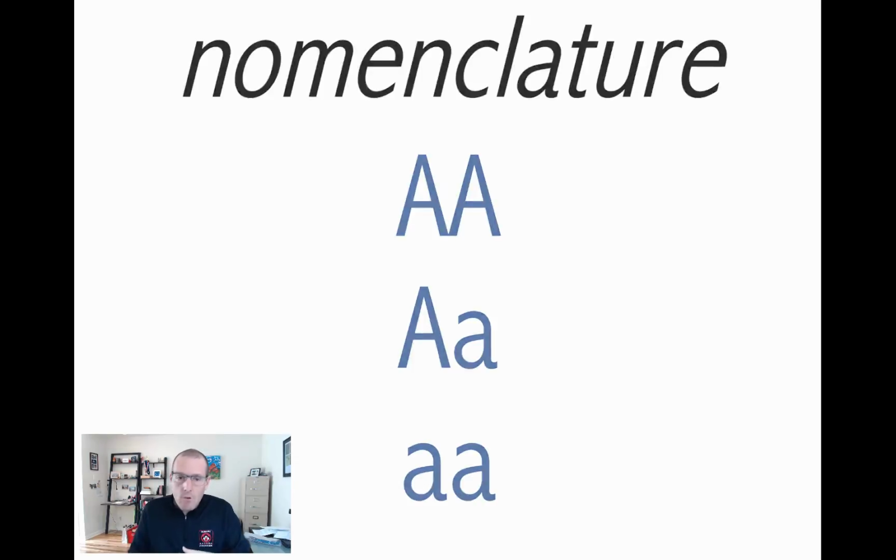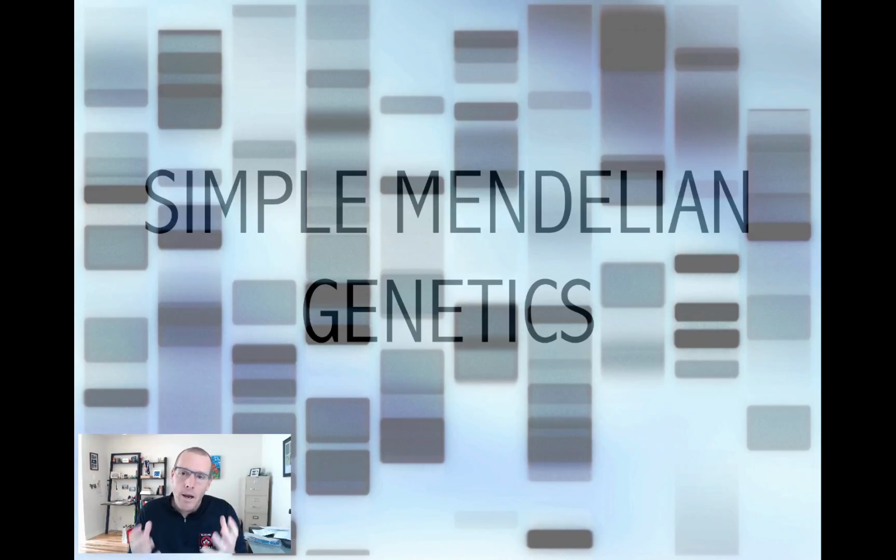Okay, so that kind of wraps up a real introduction to just some nomenclature and some conventions in simple Mendelian genetics. I'll be back and we'll start looking at some more complicated stuff next time.